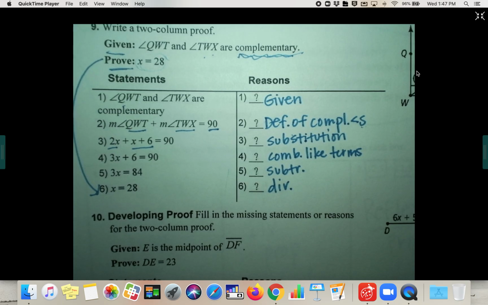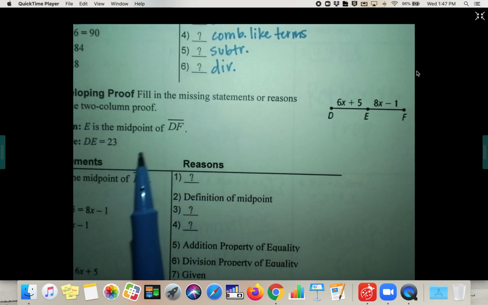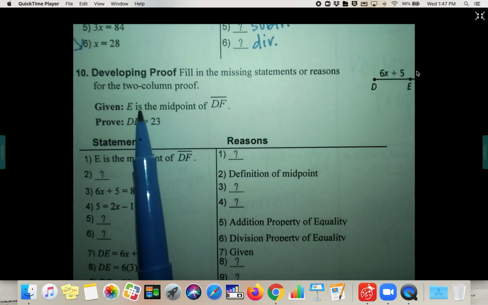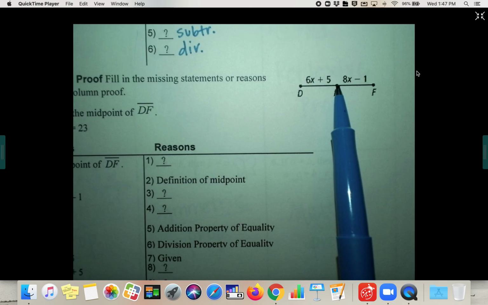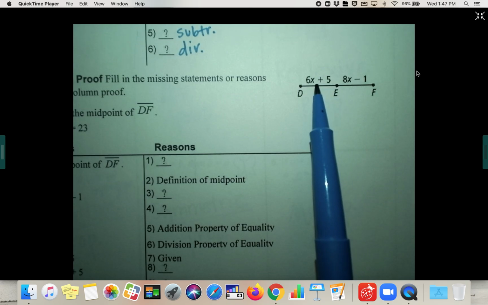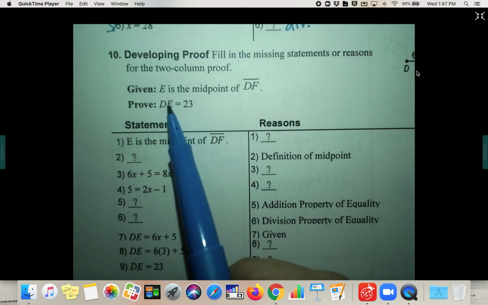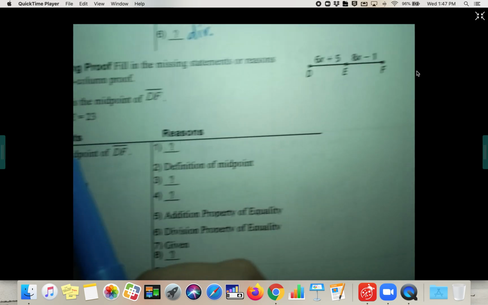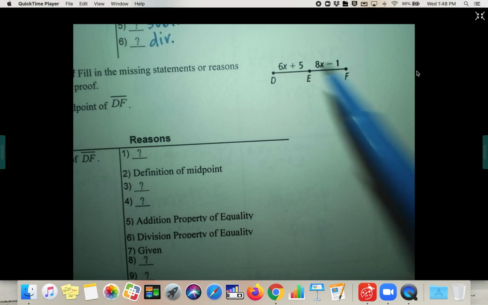Let's try one more based on this picture. What we know, because it's given, is that E is the midpoint. So if you know that E is the midpoint, by definition, that means it's the center of this and this. So that means it's in the dead center middle. So that means these 2 sides would be equal to each other. We're trying to prove that DE equals 23. So from D to E, we're trying to prove that that equals 23.